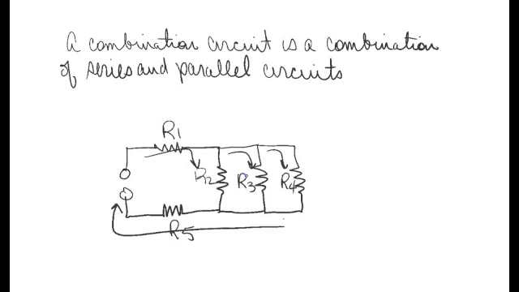Again, the amount of current through each one of these resistors is determined by the resistance of the resistor. The current then collects right here in this wire, goes through R5, which is in series, and then back to the power supply.